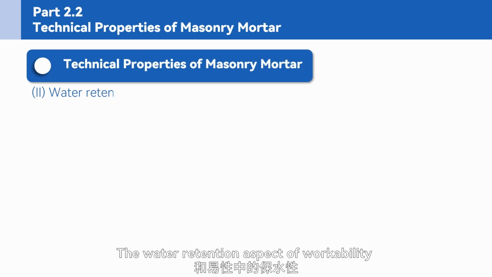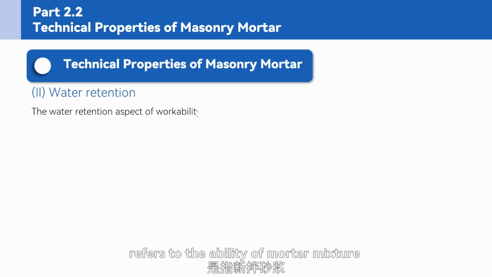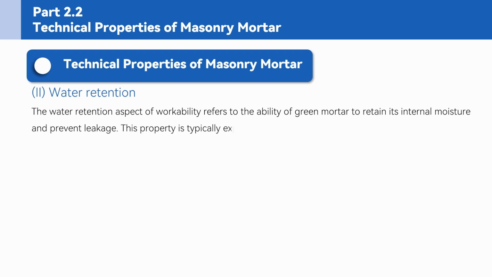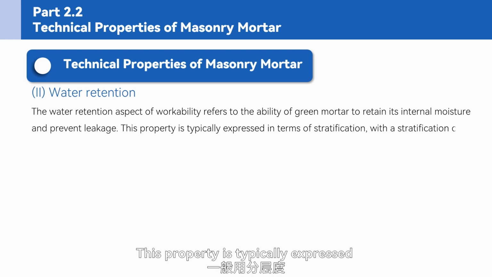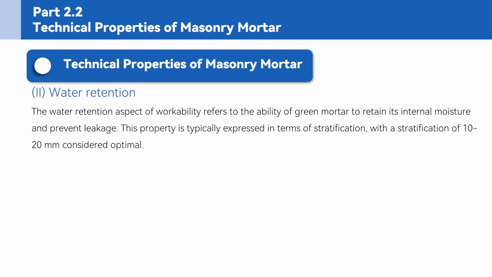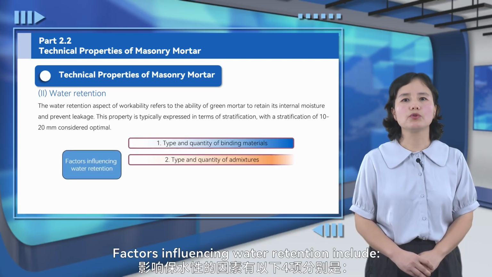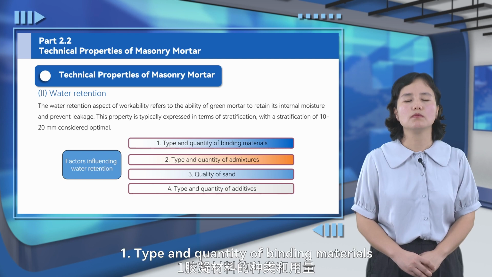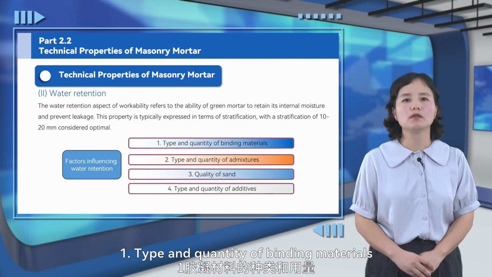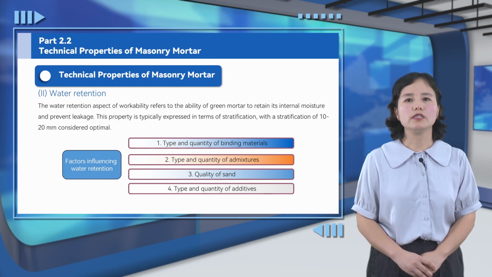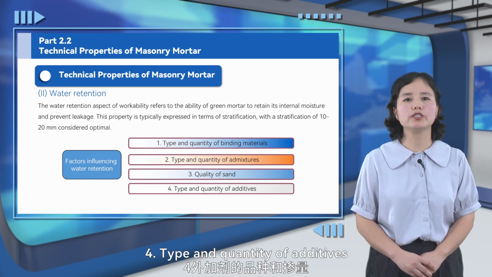The water retention aspect of workability refers to the ability of mortar mixture to retain its internal moisture and prevent leakage. This property is typically expressed in terms of stratification, with a stratification of 10 to 20 mm considered optimal. Factors influencing water retention include: 1. Type and quantity of binding materials. 2. Type and quantity of admixtures. 3. Quality of sand. 4. Type and quantity of additives.